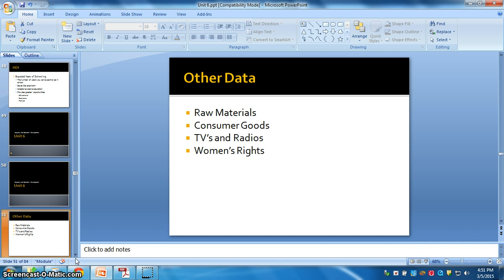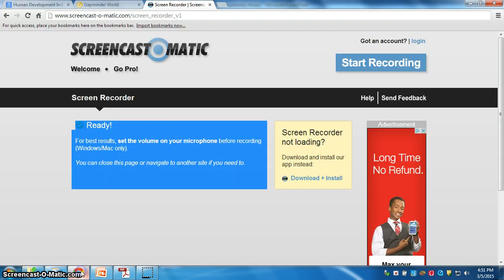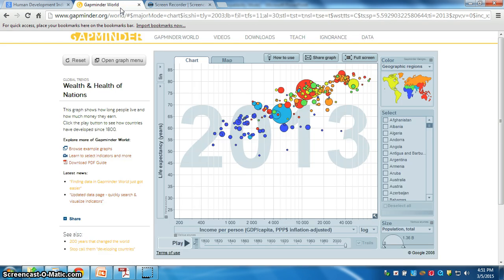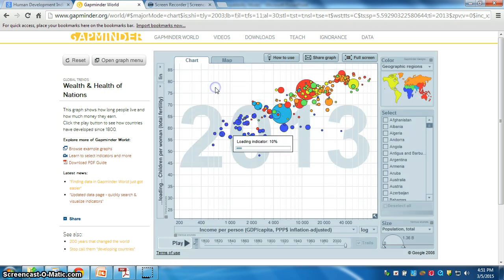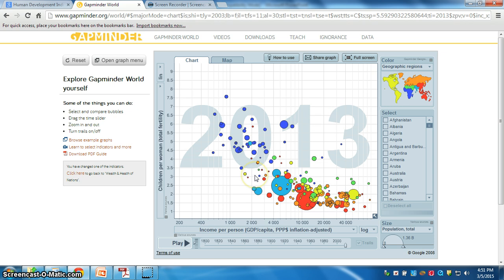If we go to the various websites that I was just discussing, if we look at Gapminder, you have down here on the horizontal axis income per person, per capita. Come over to the vertical axis, and you could look at all these different indicators. You have the list here of life expectancy, children per woman, and, well, it looks like it's going to, oh, there it goes, okay.